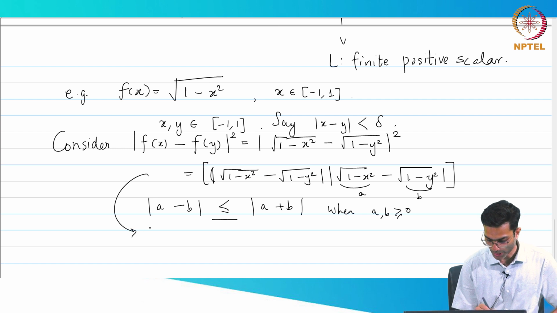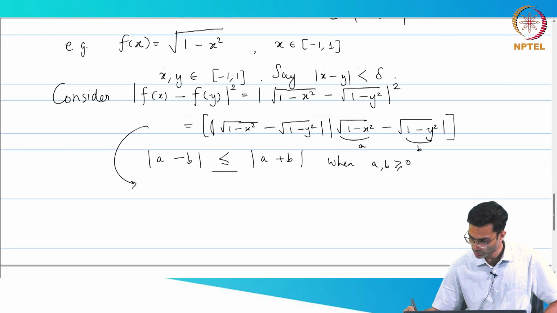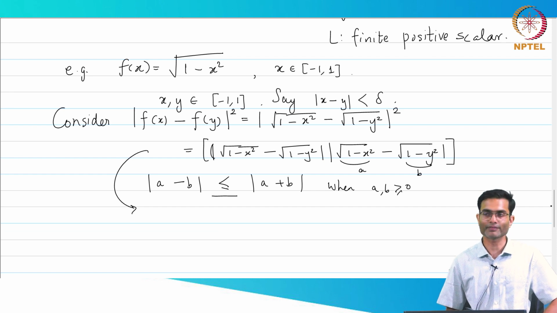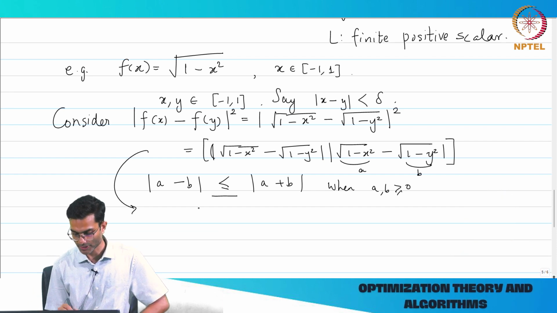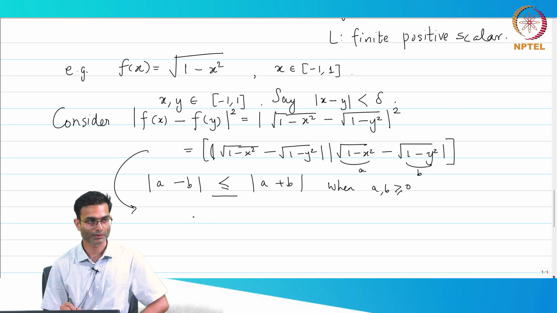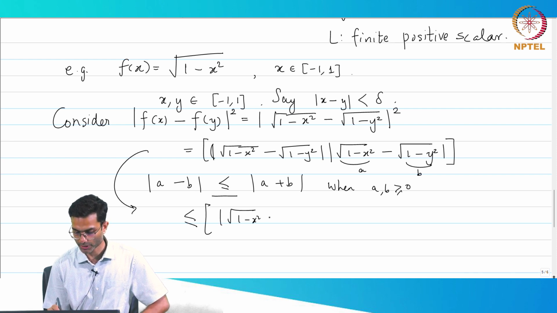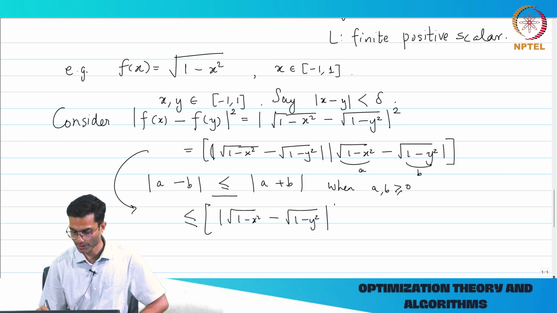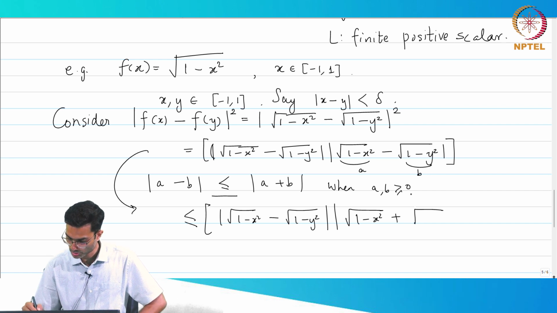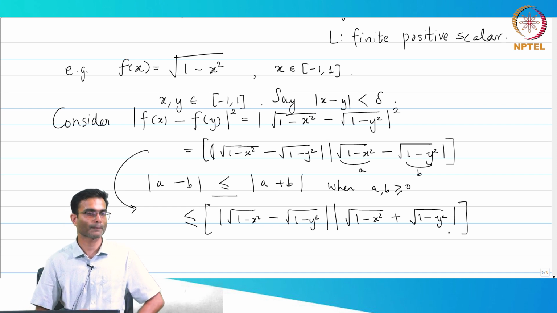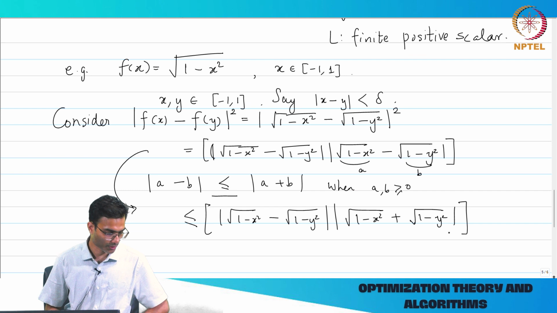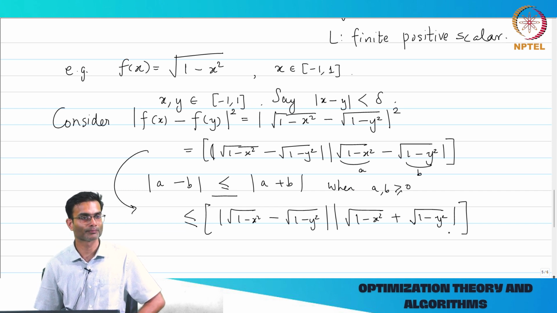So, what happens over here then? Currently I have equality, right? Then this expression should be less than or equal to, or greater than or equal to. I am going to use this inequality over here, less than or equal to. I am going to replace this, this remains over here, root of 1 minus x squared minus root of 1 minus y squared, right? And this becomes root of 1 minus x squared plus root of 1 minus y squared, right? So what's next then? What does this become?